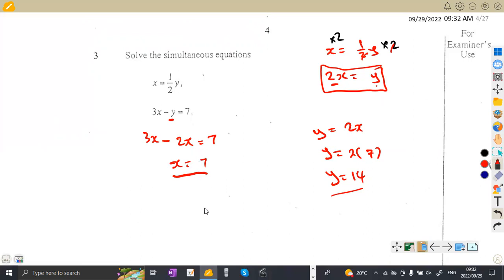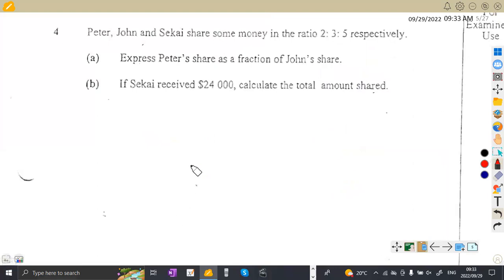All right, let us see the other part of the question, which is question 4. We are given Peter, John, Sekai. They share some money in the ratio of 2, 3, 5, respectively. So which means this one is for Peter, this one is for John, this one is for Sekai. So express Peter's share as a fraction of John's share. So this one, guys, is Peter over John. So Peter here is 2 over John, who is 3. So that is the ratio. That is what they are saying. It's what Peter has over what John has, just like that.